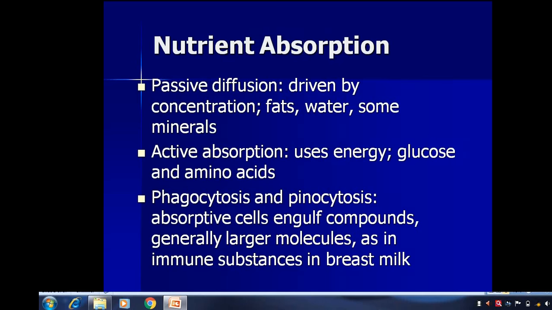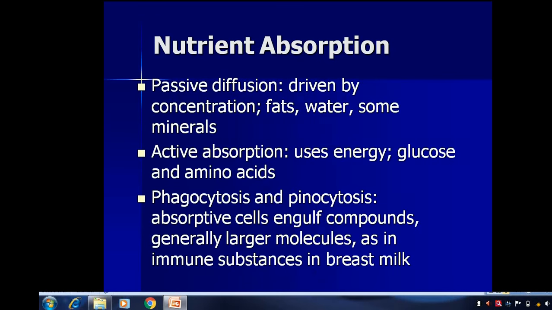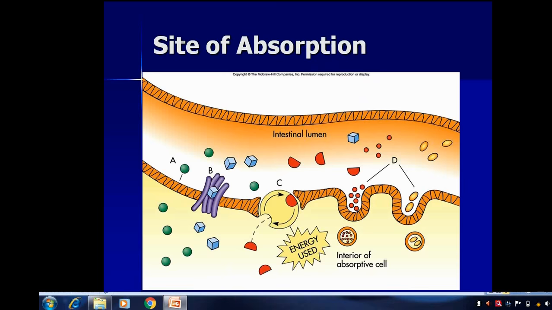Nutrient absorption is by passive diffusion driven by concentration. Fats, water and some minerals are absorbed at this level. Active absorption uses energy for glucose and amino acids. We also have phagocytosis and pinocytosis, where absorptive cells engulf compounds, generally larger molecules, as in immune substances in breast milk. This is where nutrient absorption occurs. Where do you see this site of absorption?